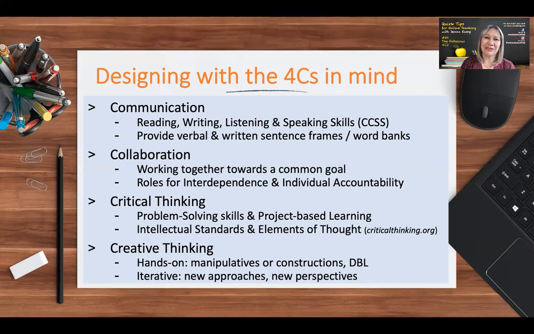We also want to design learning experiences that require collaboration because boy, listening and speaking, that communication really comes into collaboration. You cannot have effective collaboration working together towards a common goal if you're not listening to each other and speaking with each other and doing such in a respectful and appropriate manner. Also, what helps for collaborative learning experiences is to define and assign roles.